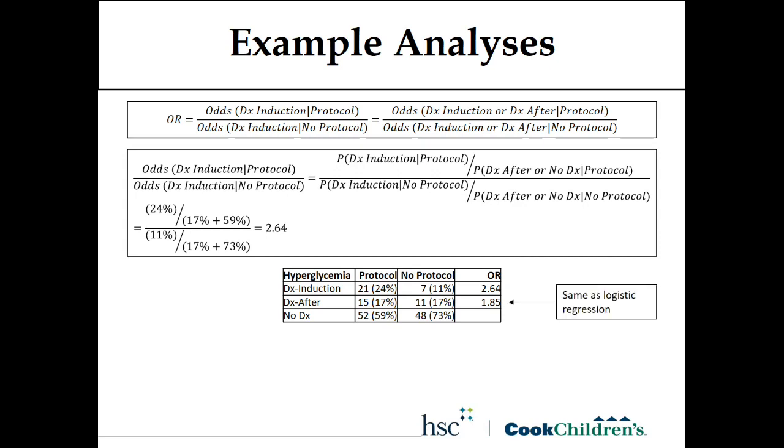Just to point this out, 1.85 is the same as the logistic regression odds ratio that I presented a moment ago. The reason for that is that, like I said, it's diagnosed in induction or after induction versus no diagnosis. So essentially we're comparing: are you diagnosed or are you not diagnosed? That's what we did with the logistic regression, and that's why the same number comes up.